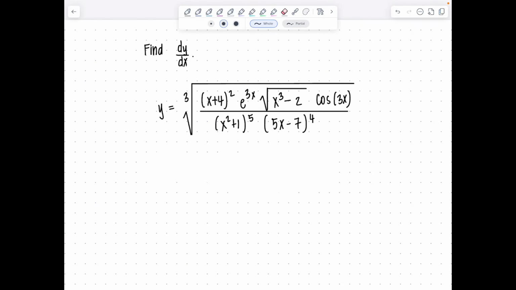If your professor handed you this derivative on an exam, you might think it was cruel and unusual punishment. But what if I told you this problem is actually much easier than it looks?